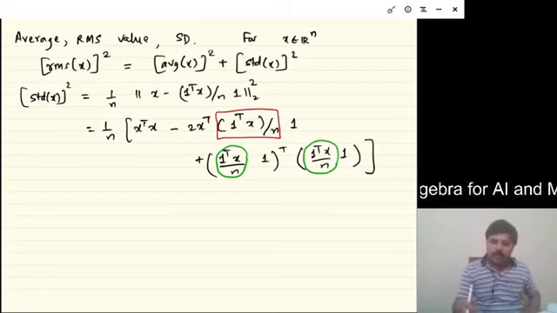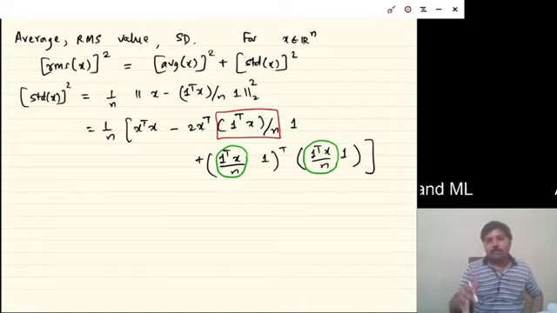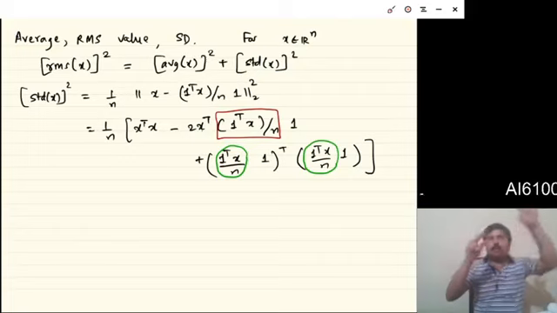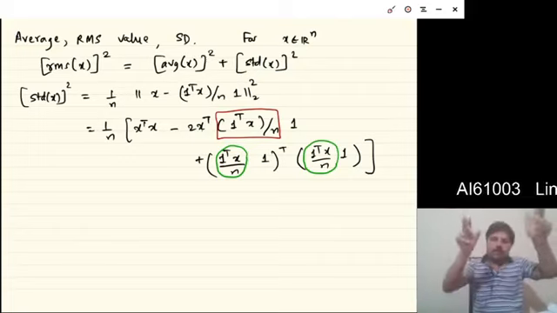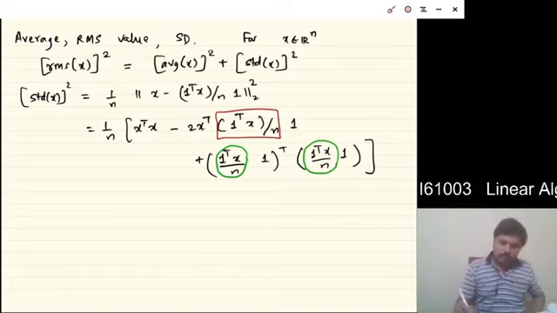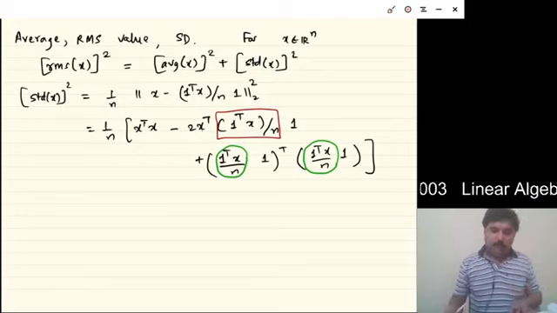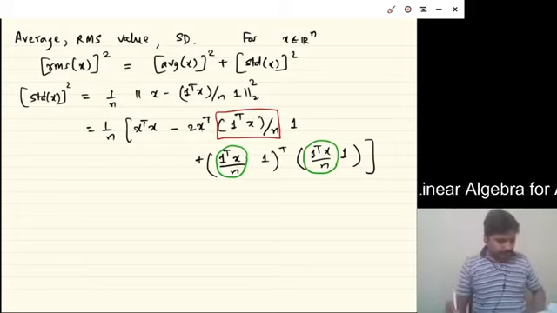So this will be like average square for me, and then I have 1 transpose 1. 1 transpose 1 basically is 1 into 1, a vector of 1s times a vector of 1s, so 1 into 1, 1 plus 1, n times. So 1 transpose 1 is basically n. So this is n times average square. That's what this term is really going to be.